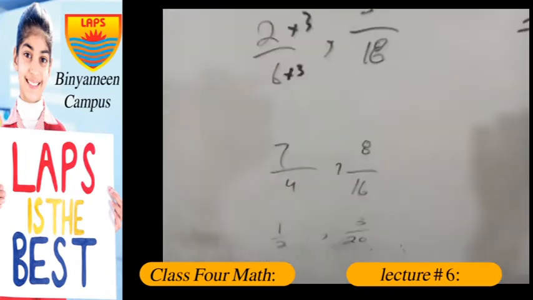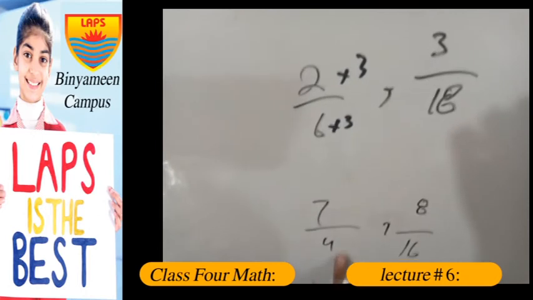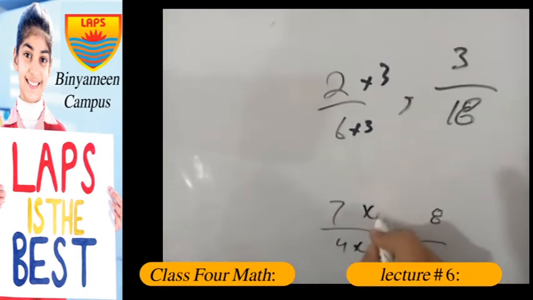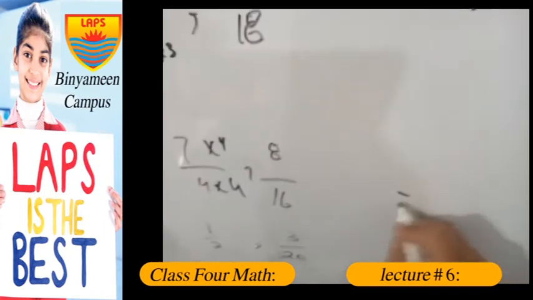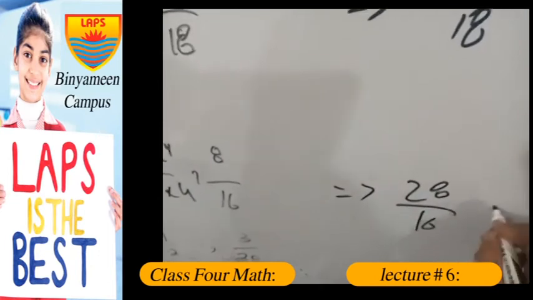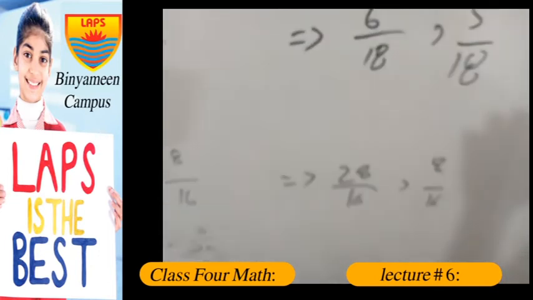The other one here says 7/4 and 8/16. Now we know that 16 is a multiple of 4. So if we multiply 4 with 4 and 7 with 4, we get 7 4s are 28 and 4 4s are 16, and the other fraction was already with the denominator 16. Now these are like fractions.